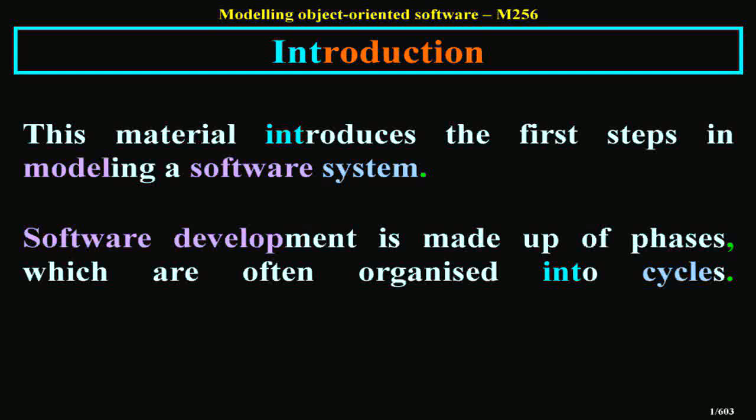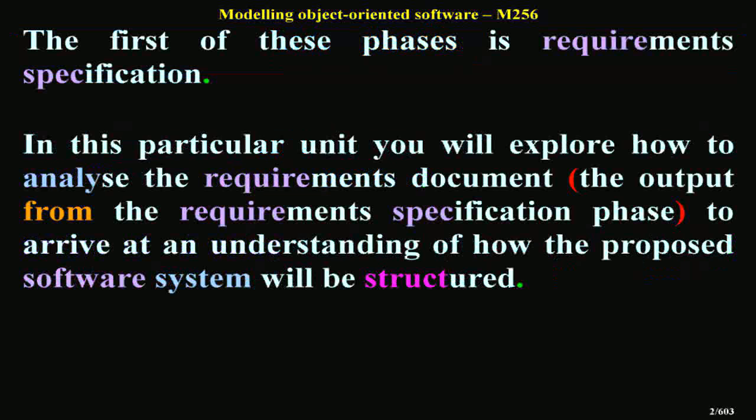Introduction. This material introduces the first steps in modeling a software system. Software development is made up of phases, which are often organized into cycles. The first of these phases is requirements specification. In this particular unit you will explore how to analyze the requirements document, the output from the requirements specification phase, to arrive at an understanding of how the proposed software system will be structured.